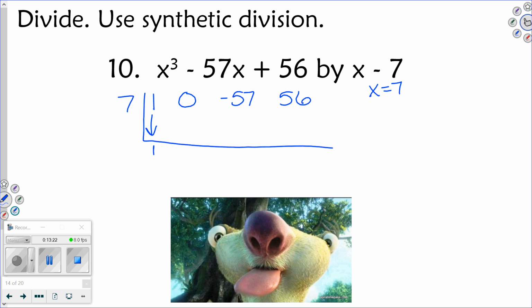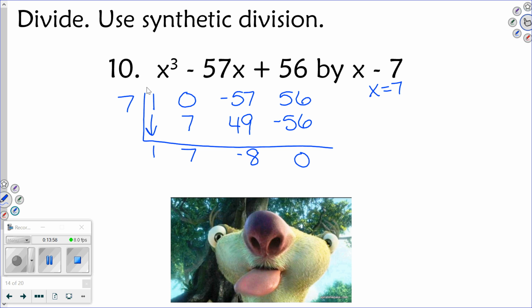All right. Let's drop down the 1. Multiply. 7. Add is 7. That's another mistake people make all the time. They're like, 0 plus 7. 0. No. Or 0 times 7. Like, 7. No. So be careful. 7 times 7 is 49. Negative 57 plus 49 is negative 8. And we multiply and get negative 56. And that is 0. It is a factor.